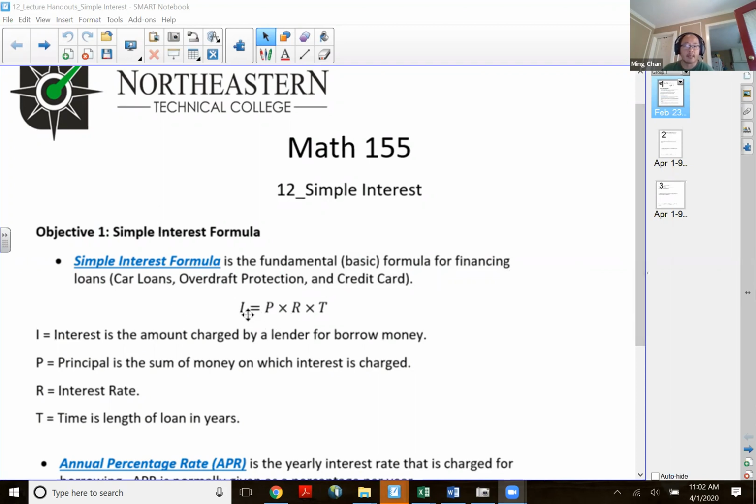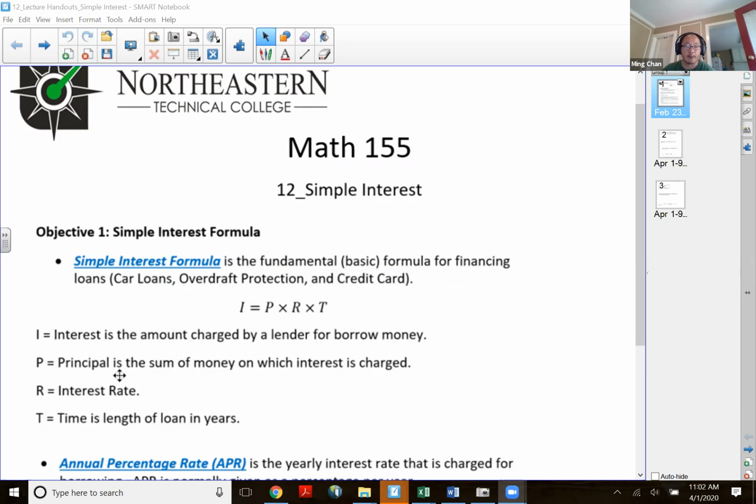So the formula says I equals P times R times T. I stands for interest. Interest is the amount charged by a lender for borrowing the money. So when you use this formula, by knowing P, R, and T, you'll be able to find the interest.